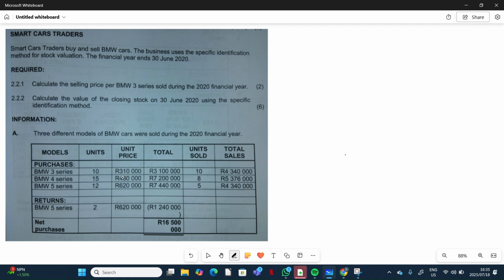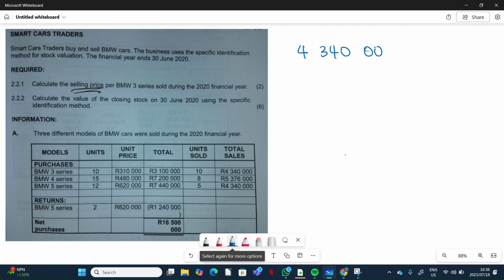So if you can see that now, for the total sales, my bad, the total sales, because they're asking for the selling price, so how much they sold it for. So you need to look at the total sales. So the total sales were 4,340,000. Then we're basically going to divide it by what? We're going to divide it by the number of BMW 3 Series that we had sold. My bad for that, guys.